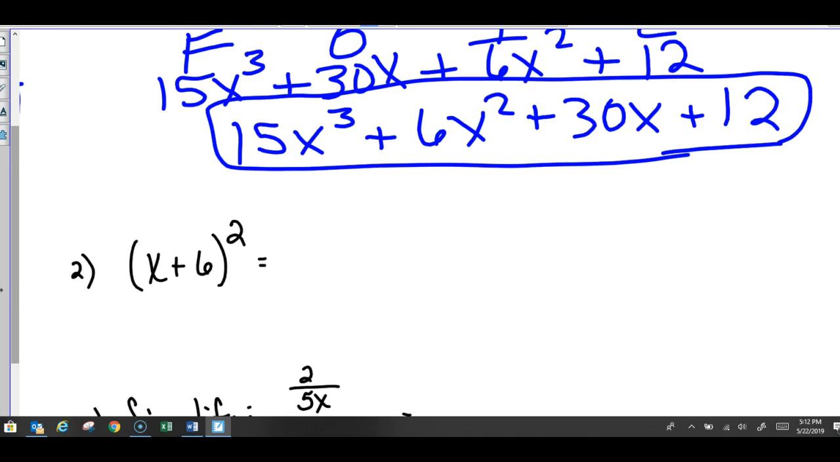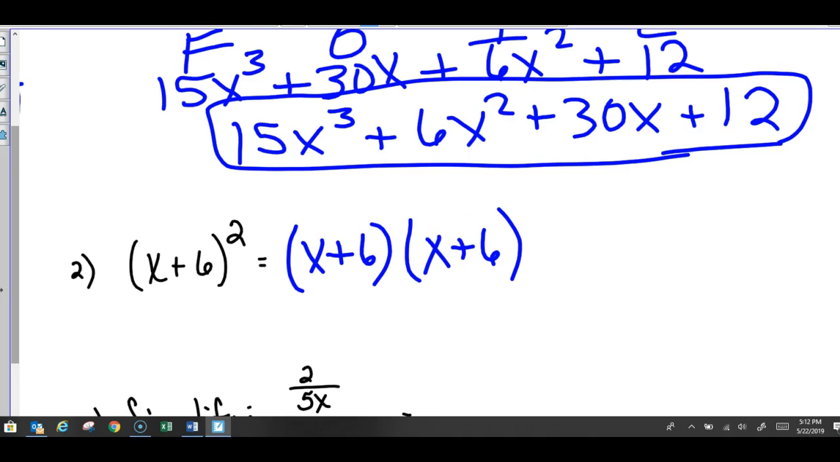Okay, this one is a huge careless error spot for students, even at the level of calculus. You've got to remember you cannot just do x to the second power and 6 to the second power. You've got to remember what this is really saying, and it's saying that the x plus 6 is being multiplied by itself.